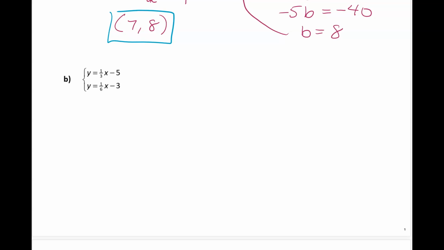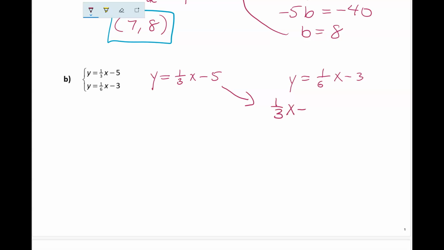All right, let's take a look at the next one. We've got two equations, so I'm going to put one here in the first column to work with, and I'm going to put another one in the second column to work with. So the first step is to take either one of those two equations and solve it for one of the two variables. Well, guess what? This one's already solved for one of the variables. So let's just take it and replace the y in the second equation with 1/3 x minus 5.